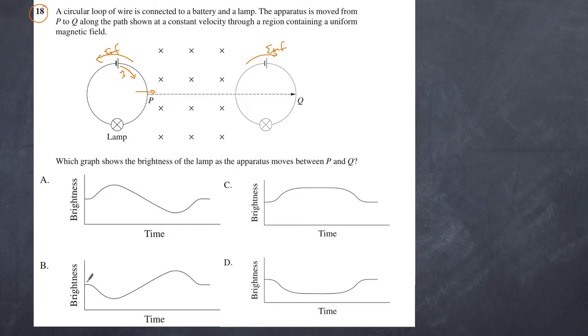So B is our best response. Notice it's bright due to the inherent battery. Because of the opposing EMF generated, we're going to get a drop in brightness. And as it passes through the center part of the magnetic field lines, it's going to go back to normal. But now as it starts to leave, it's increasing its EMF because now we're getting EMF generated in the same direction. So it's going to be much brighter. And then once it leaves, it'll go back down to flat. And therefore B is our answer.